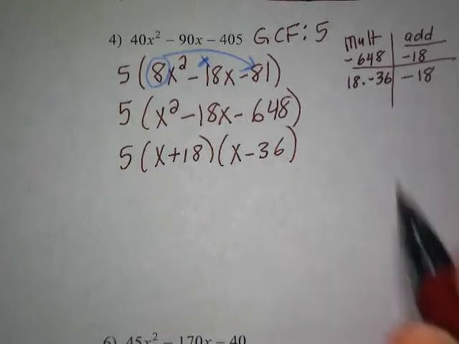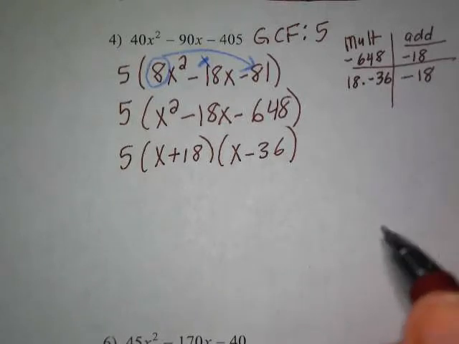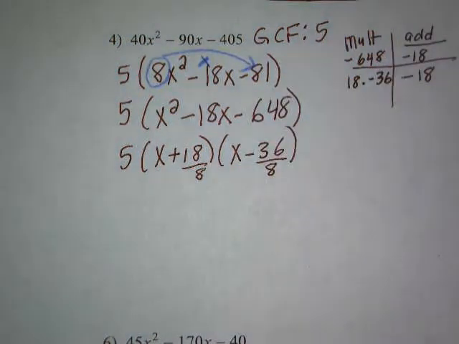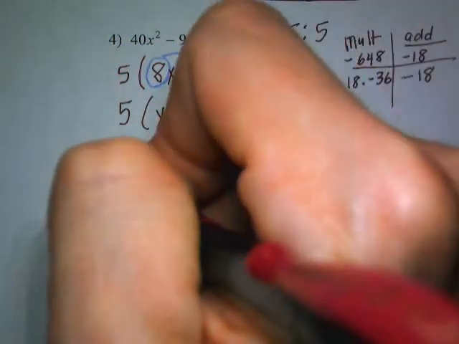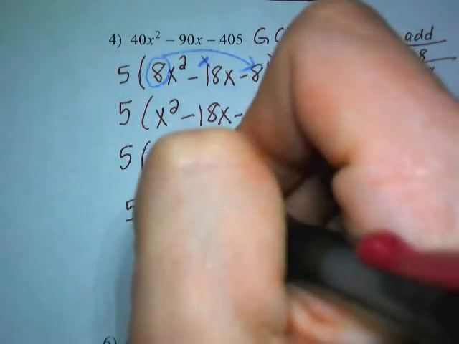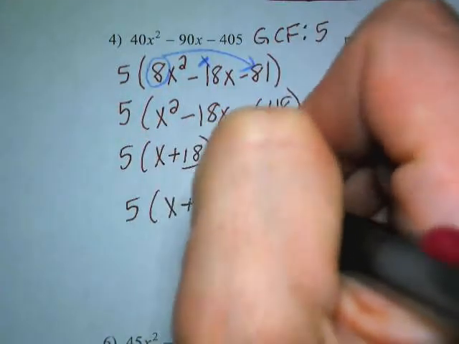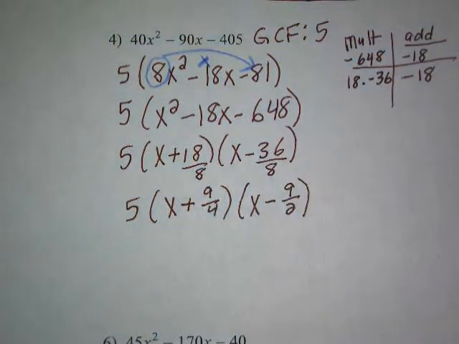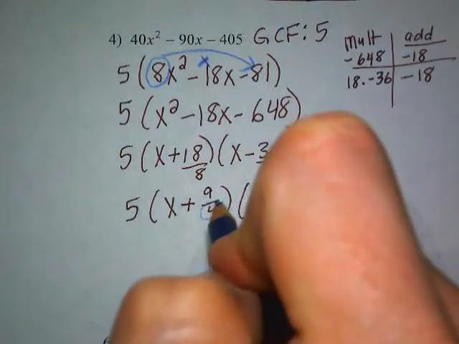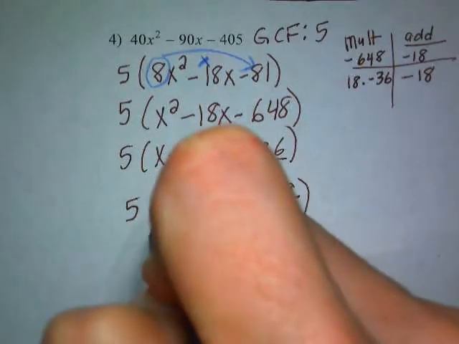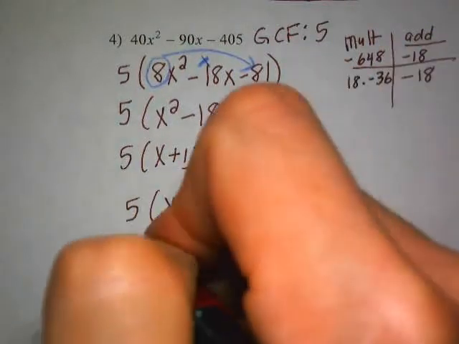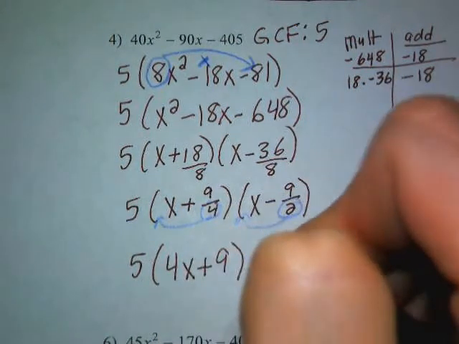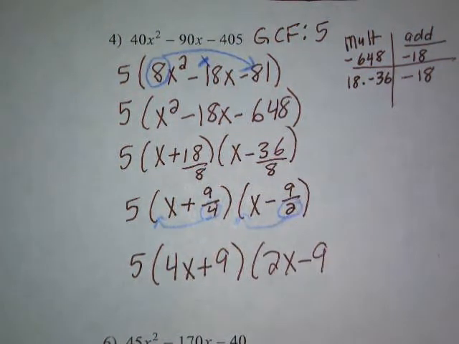We multiplied by 8, so we're going to divide by 8. We're going to have fractions still, but I'm going to reduce first. I get x plus 9/4 and x minus 9/2. And then we just do the little scooch with our denominators, so that our final answer is 5 times 4x plus 9 times 2x minus 9.